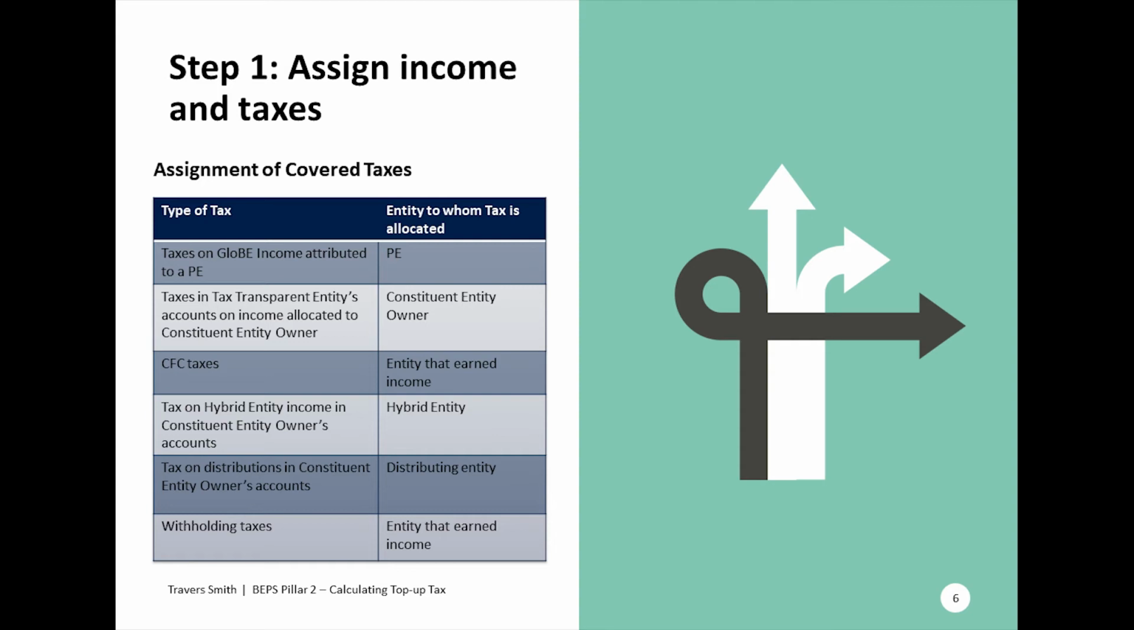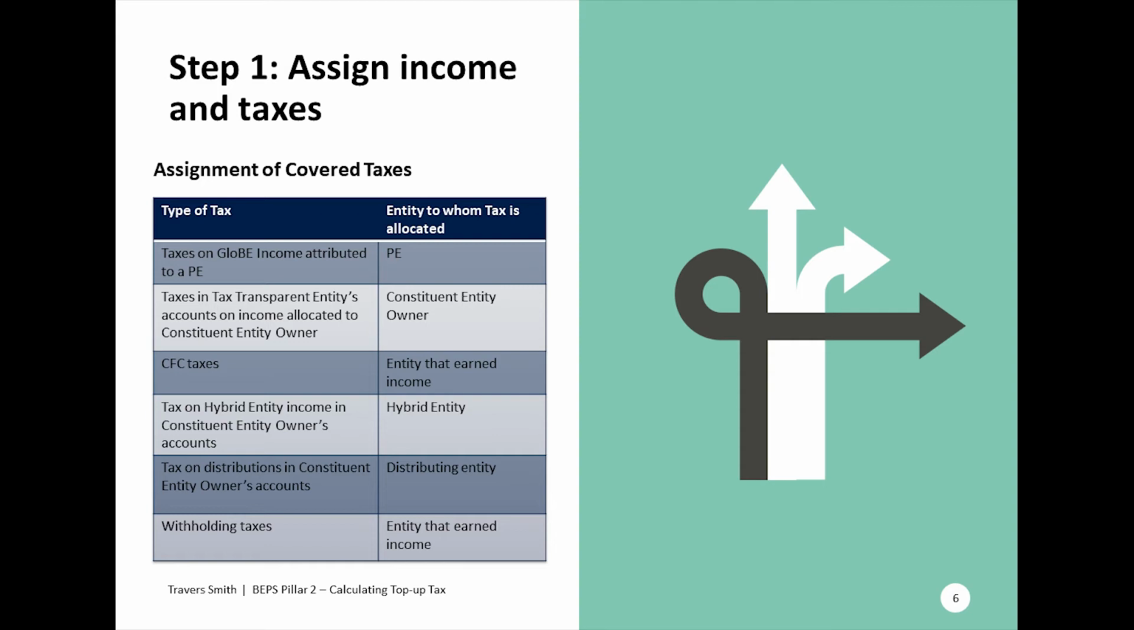Tax on distributions in the constituent entity owner's accounts. So this actually gets allocated down to the distributing entity. And the rationale behind this is that it's the distributing entity that has earned the profits out of which the distribution is made, and when those profits in the form of a distribution hit the constituent entity owner's accounts, they shouldn't be GloBE income because they should be an excluded dividend. So for that reason, any tax on that gets sent down to the distributing entity.